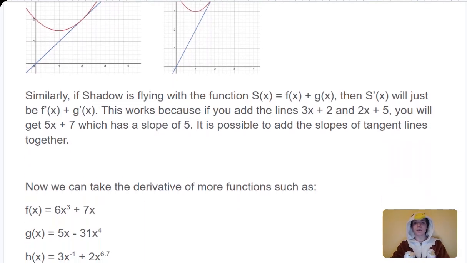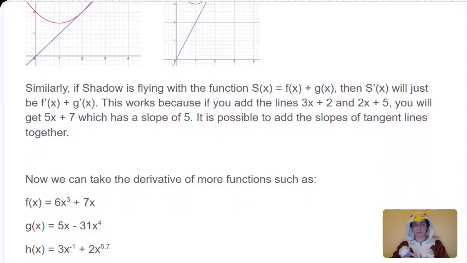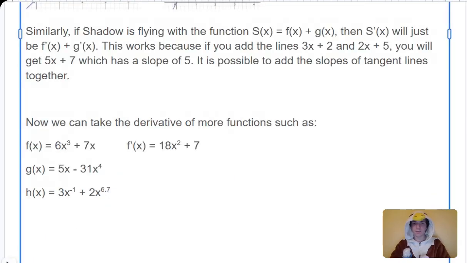And now we can take the derivative of some more complex functions, like 6x cubed plus 7x. Do the power rule, and you get f prime of x equals 18x squared plus 7. And then g of x, we got 5x minus 31x to the fourth. Again, we do the power rule, and we get 5 minus 31 times 4 is 124, and the power goes down by 1, so it's x cubed.